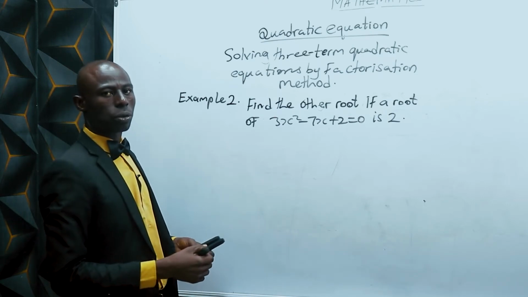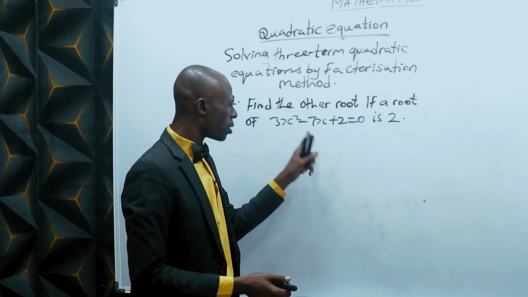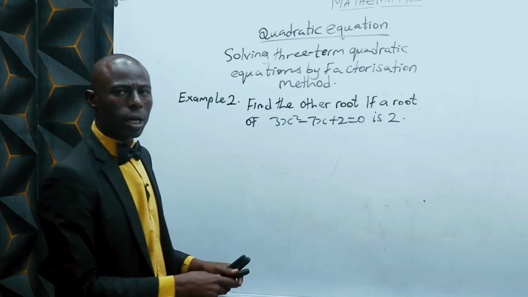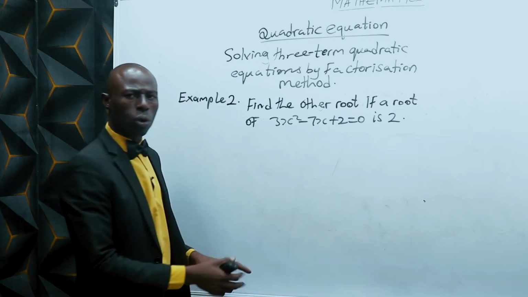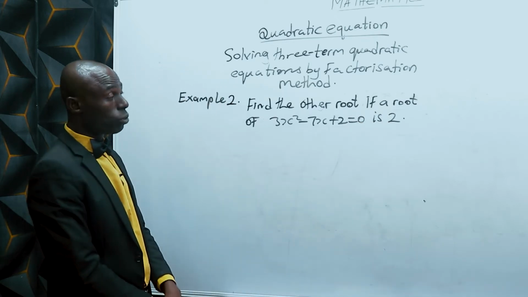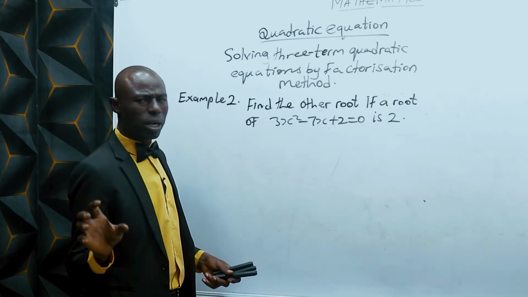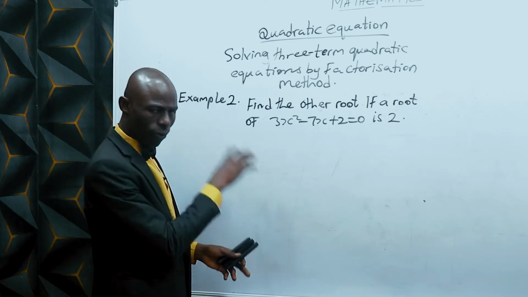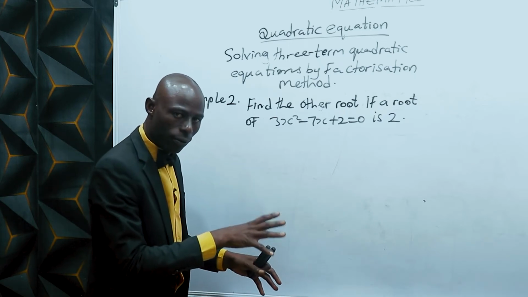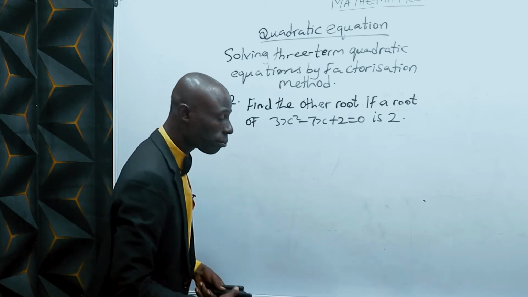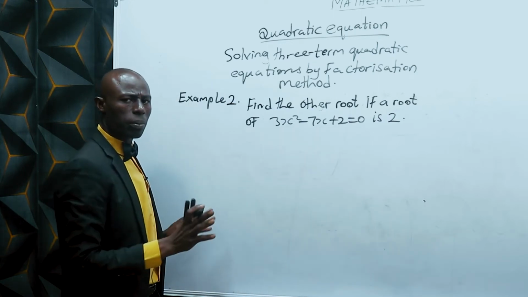Now let's do this example 2. Find the other root if a root of 3x squared minus 7x plus 2 equals 0 is 2. You know, we have two roots to every quadratic equation. One of those two roots has been given to us as 2. We are to find the other root. There are various ways, like 2 or 3 ways, of finding that. But as it is now, let me teach you this factorization way first. As we proceed, you will learn other ways. So what you have to do is just solve the quadratic equation by the factorization method.